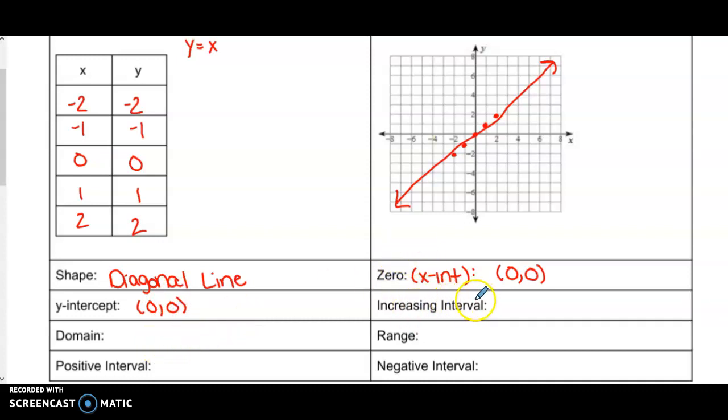All right, increasing interval. So when you see the word increasing, that's where you're going to trace left to right. And notice if I start here on the left and I trace it, I'm increasing forever. So the whole entire graph is increasing. So remember we use the x values. So if the whole graph is increasing, that means it's starting out here at negative infinity and it's increasing all the way to infinity.